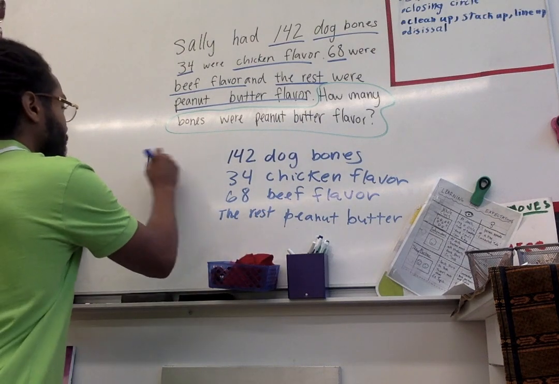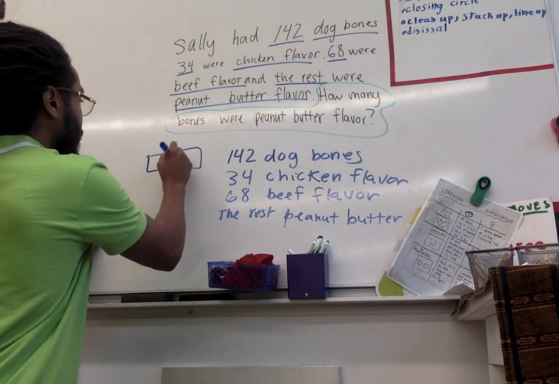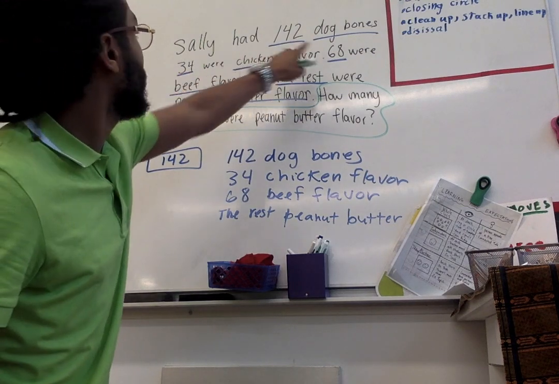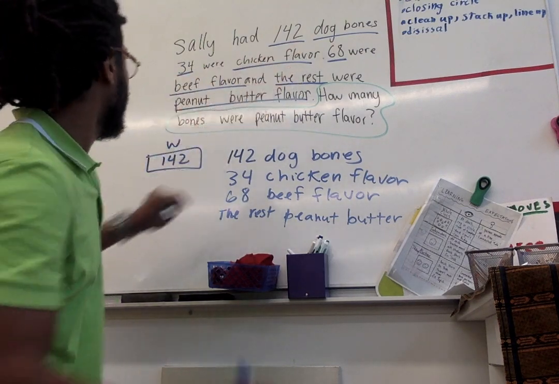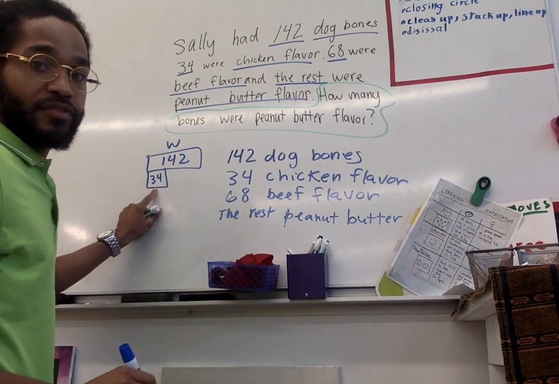I'm going to make a tape diagram because it's going to help me visualize and see what I have to do. 142, that's the whole. 34 with chicken flavor. So one of the parts is 34. It's for the chicken flavor.